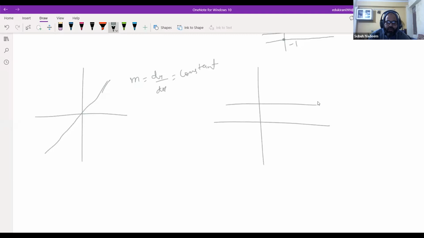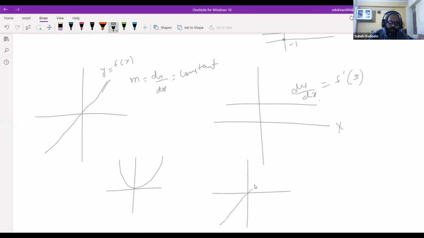So the derivative becomes parallel to the x-axis. This is the function y is equal to f of x, and this is dy by dx, which you call f dash x. Similarly, if you see a quadratic graph, this type of graph is generally quadratic, so the derivative will be linear, like this. Or if it is below, like a downward quadratic, it will still be linear.